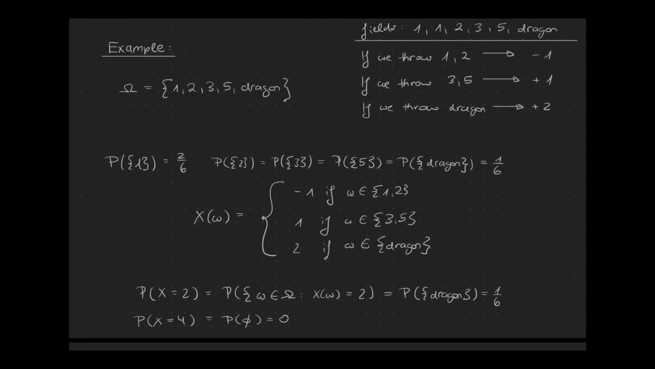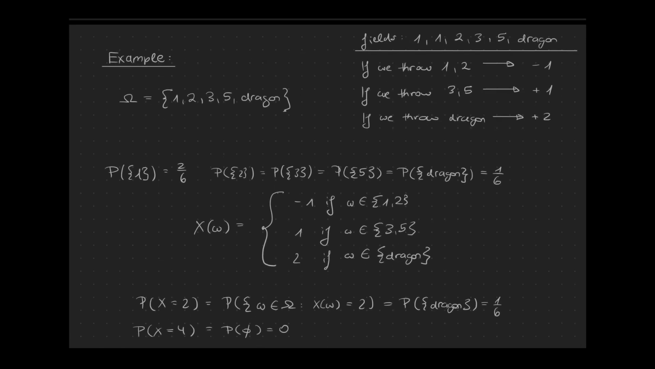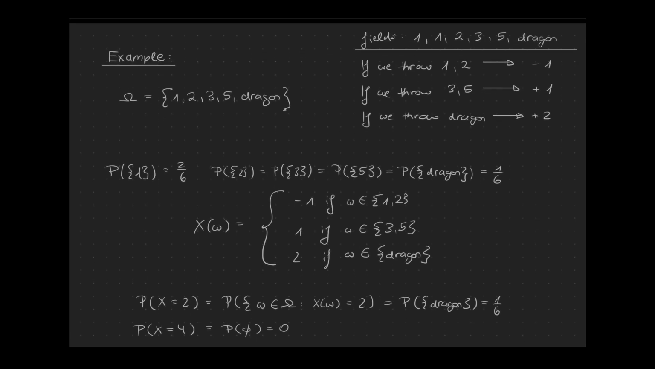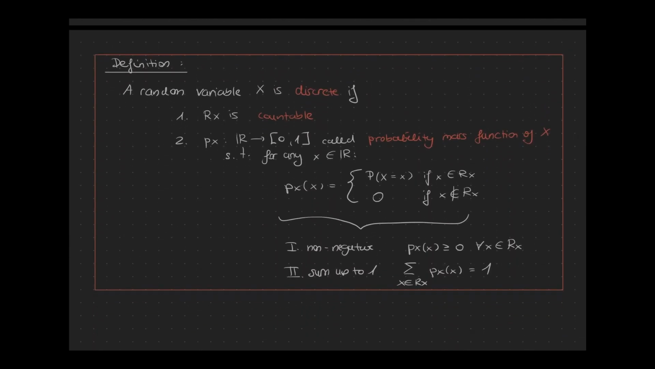And if we ask what's the probability that we get the realization equal to 4, we don't find any outcome in the sample space which, evaluated at x, gives us this realization. So we have an empty set, and the probability of an empty set is equal to 0. Why is that? This is essentially given by the Kolmogorov axioms of probability.